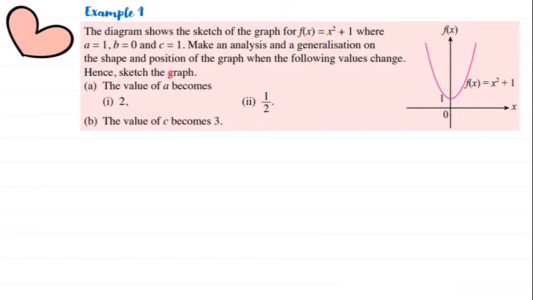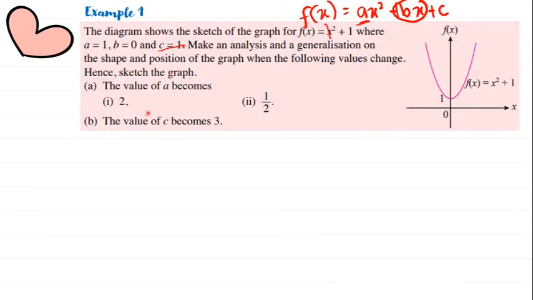You should know that the general form is f(x) is equal to ax squared plus bx plus c. So here the value of a is 1, b is 0 because there is no term in x here, plus 1. So 1 is the value of c. Make an analysis and a generalization on the shape and the position of the graph when the following values change, hence sketch the graph.